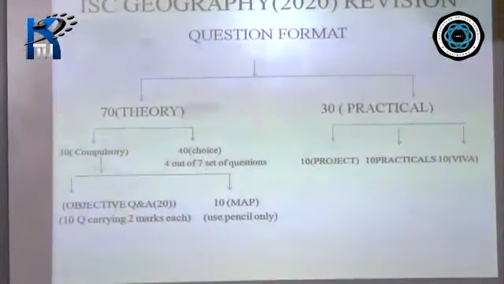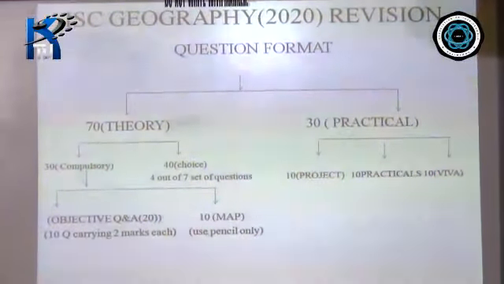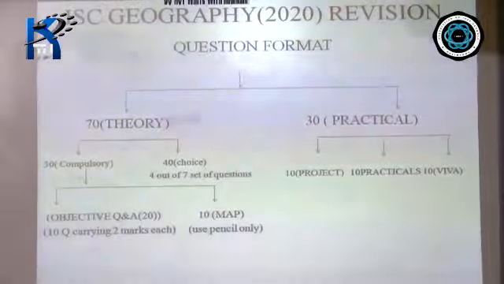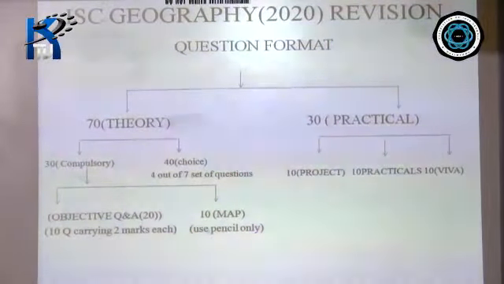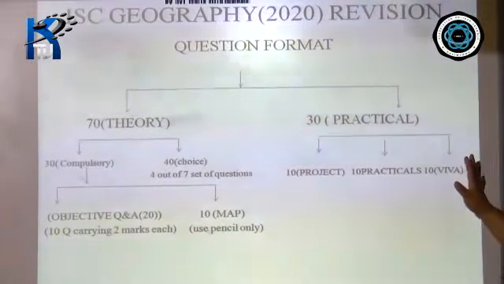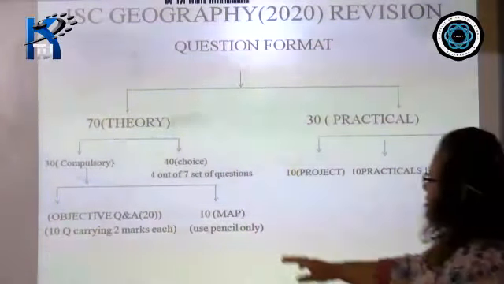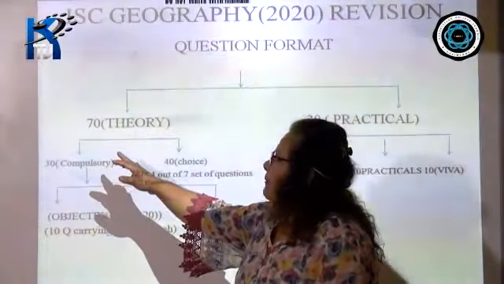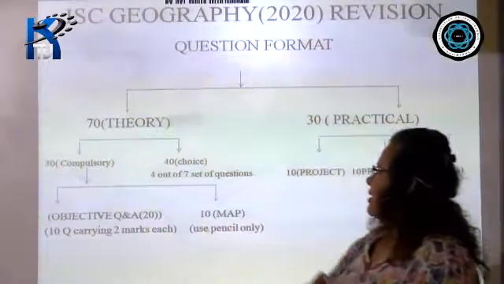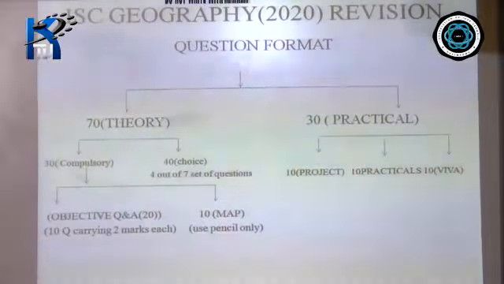You have 20 chapters in your textbook or syllabus, and the format that you have is 70-30. 30 marks practicals, you have already done. 70 marks theory has been left. And that theory part, the 70 marks, is divided into part 1 and part 2. Part 1 is for 30 marks and it's compulsory, and part 2 is for 40 marks.